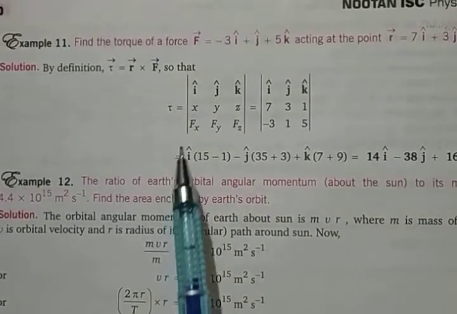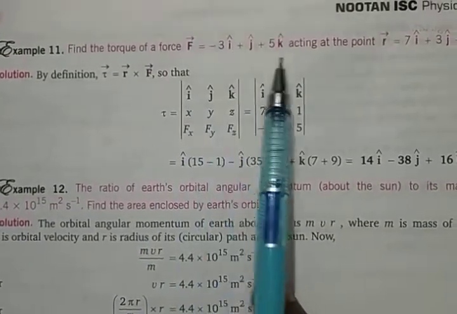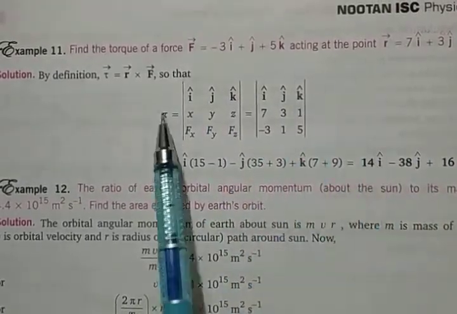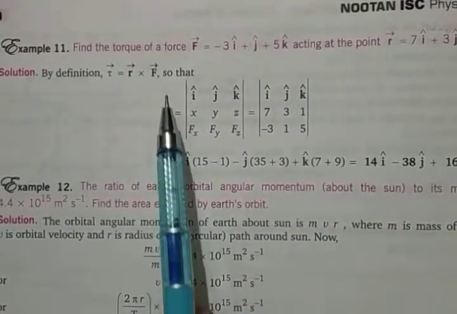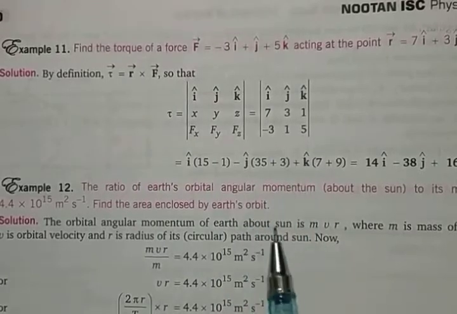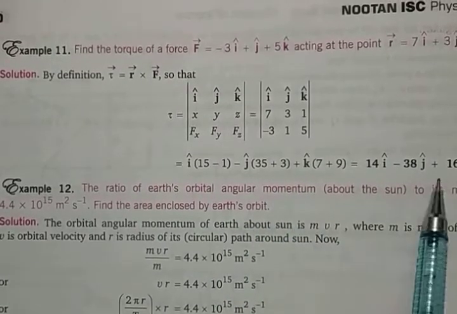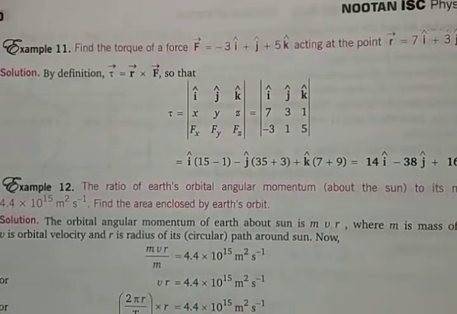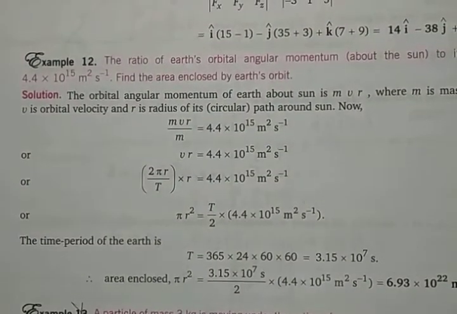Please try this one. It is just two vectors, F and R, and you need to find the torque. R cross F is the value. So it is just a cross product. So you will get an answer here. Question number 12 also you have to do yourself. We have not done it in the class, but you can do it yourself.